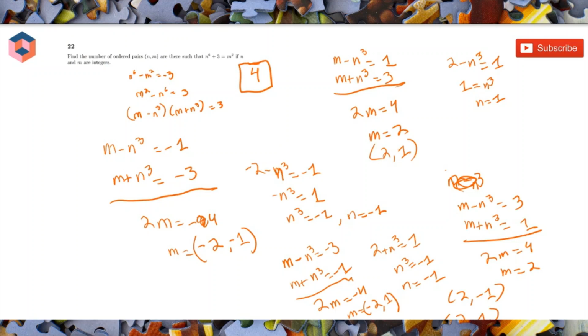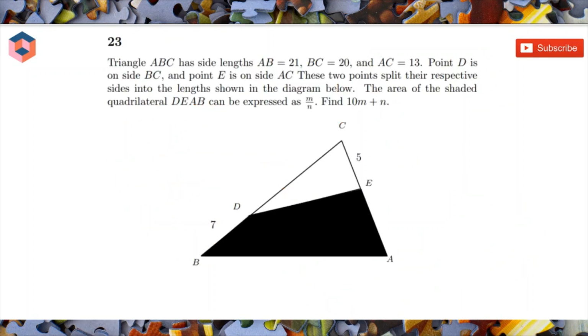Let's move on to the next problem. Problem number 23. We're almost to the results, guys. Triangle ABC has side lengths AB equals 21, BC equals 20, and AC equals 13. Point D is on side BC and point E is on side AC. These 2 points split their respective sides into the lengths shown in the diagram below. The area of the shaded quad DEAB can be expressed as m over n. Find 10m plus n.